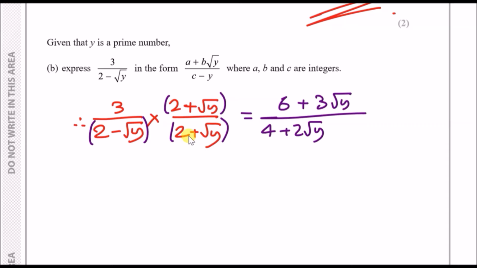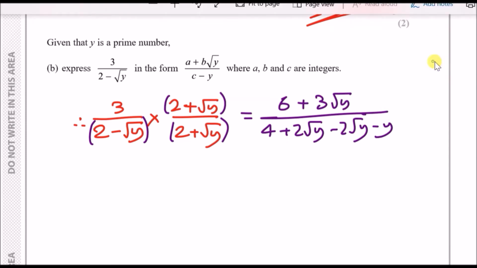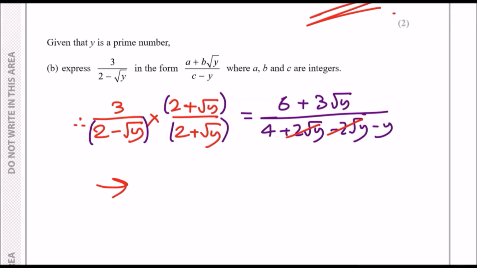And then minus root y times 2 is minus 2 root y. And lastly, minus root y times root y. When you times 2 of the same surds, you get a whole version. So you're going to get a whole minus y. Okay, and now we go ahead and simplify this. Well, to simplify, we cancel common terms. 2 root y cancels with minus 2 root y. So you actually get 6 plus 3 root y over 4 minus y. And that's it. We can wrap it up from here.